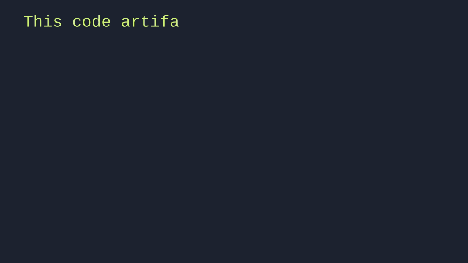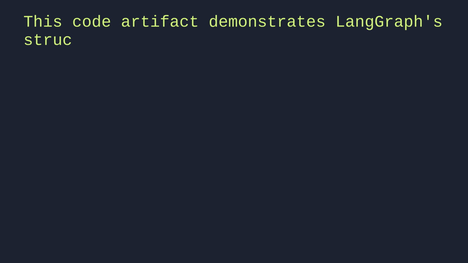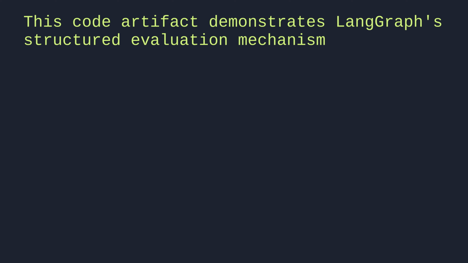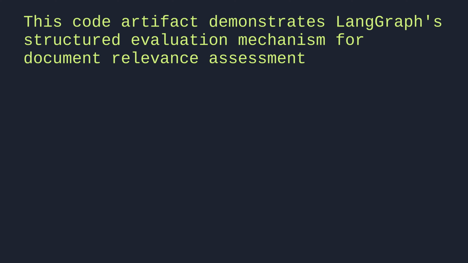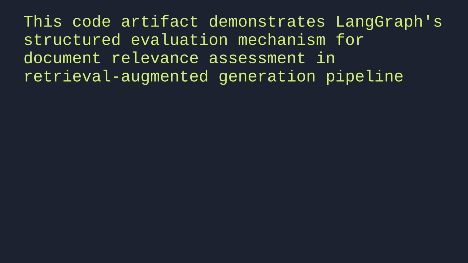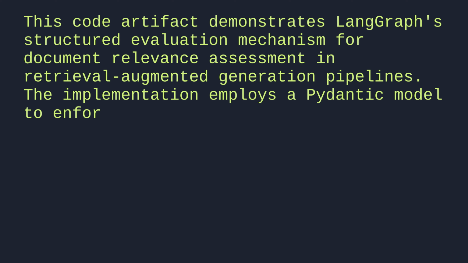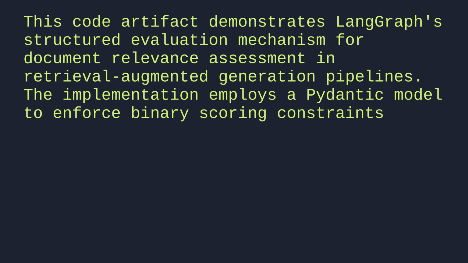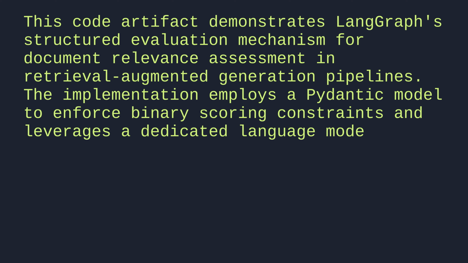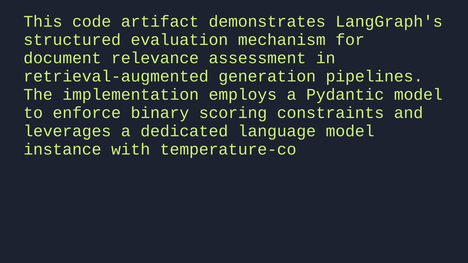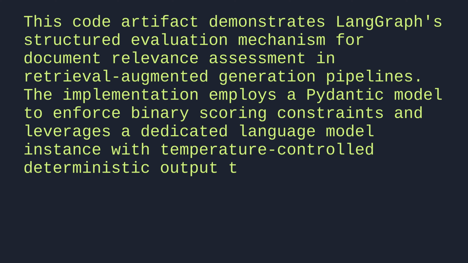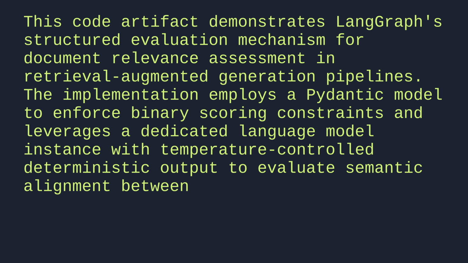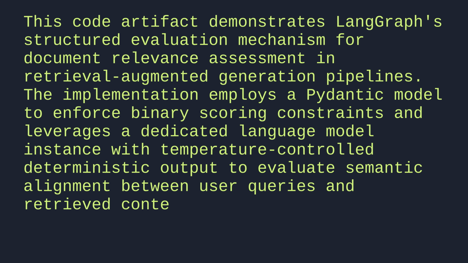This code artifact demonstrates LangGraph's structured evaluation mechanism for document relevance assessment in retrieval-augmented generation pipelines. The implementation employs a Pydantic model to enforce binary scoring constraints and leverages a dedicated language model instance with temperature-controlled deterministic output to evaluate semantic alignment between user queries and retrieved contexts.